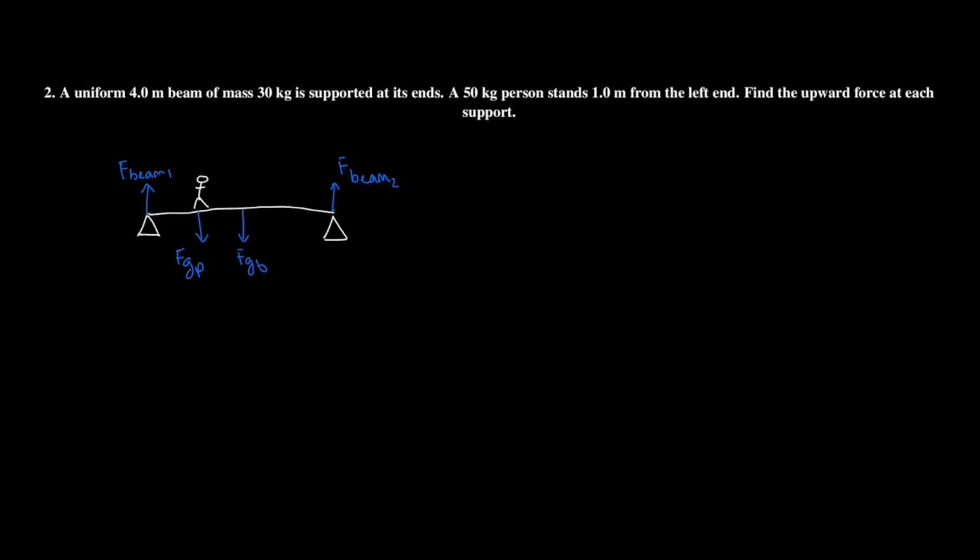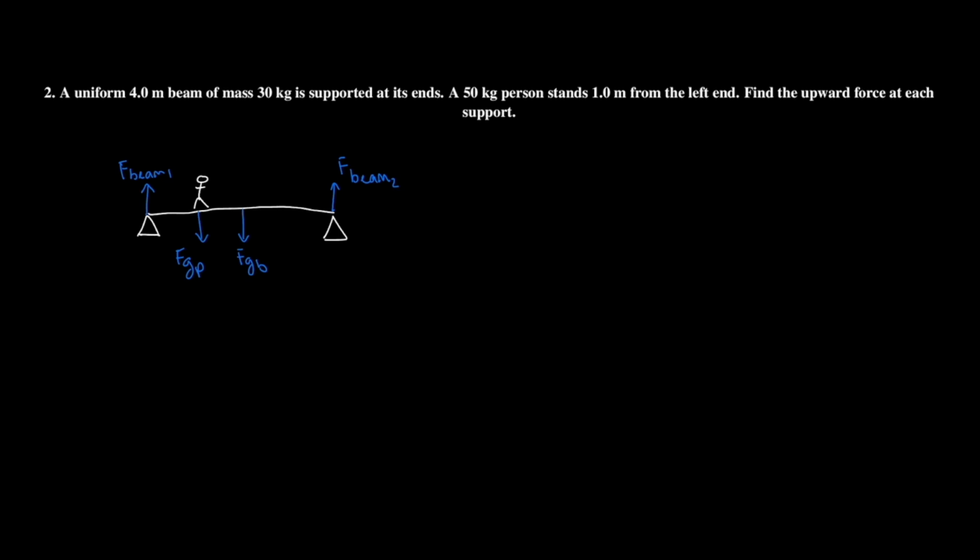Now, the next thing we want to do is we want to figure out what are the forces on each of these supports on the end. So F beam 1 and F beam 2. And the way that we do this is through torque. So here, we actually don't have enough information to figure out the forces of the beams just by looking at the forces. And so we need to introduce a new tool. And the tool that we're introducing is torque.